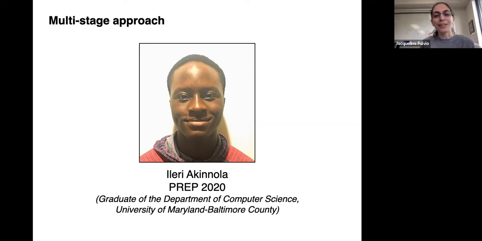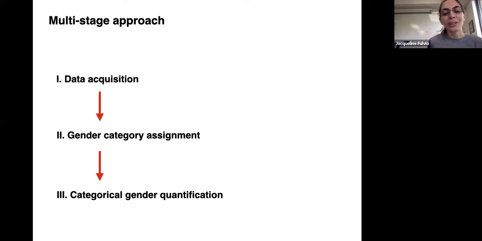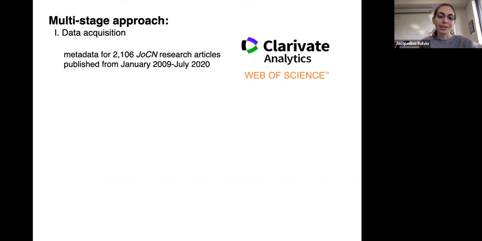So what we did was we took a multi-stage approach. Broadly speaking, the method utilized open source R code that was developed and used by the previous authors, Jordan Dworkin and his colleagues. What we did was we modified and customized the code as needed for our Journal of Cognitive Neuroscience specific version of the analysis. Okay, so to begin, this is sort of a big data project.